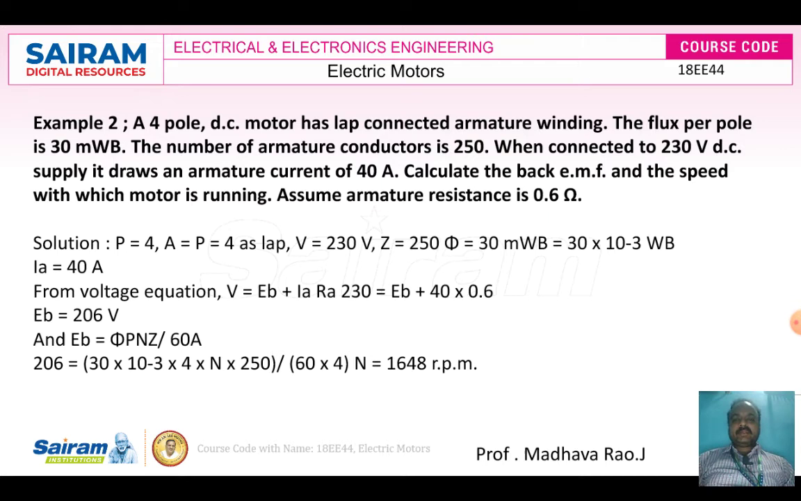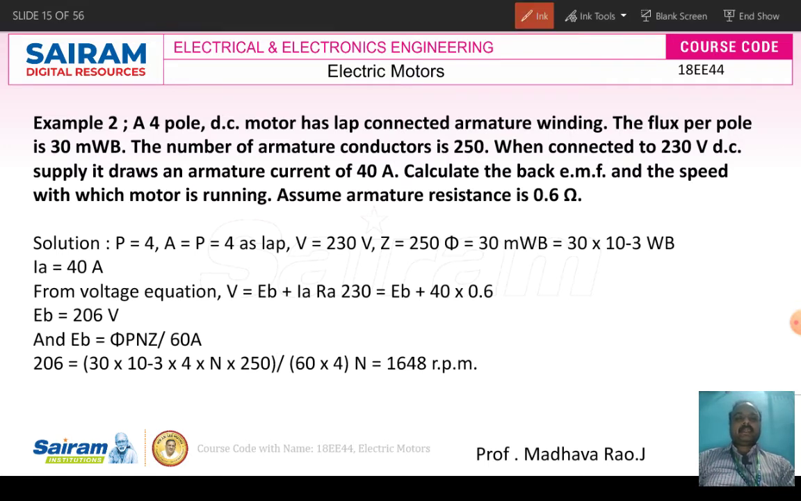First, a 4-pole DC motor has lap connected winding. We have two types of connections: one is lap, the other is wave. For lap connection, A equal to P, so the number of parallel paths equals the number of poles. But for wave type of connection, the number of parallel paths A equals 2, right?